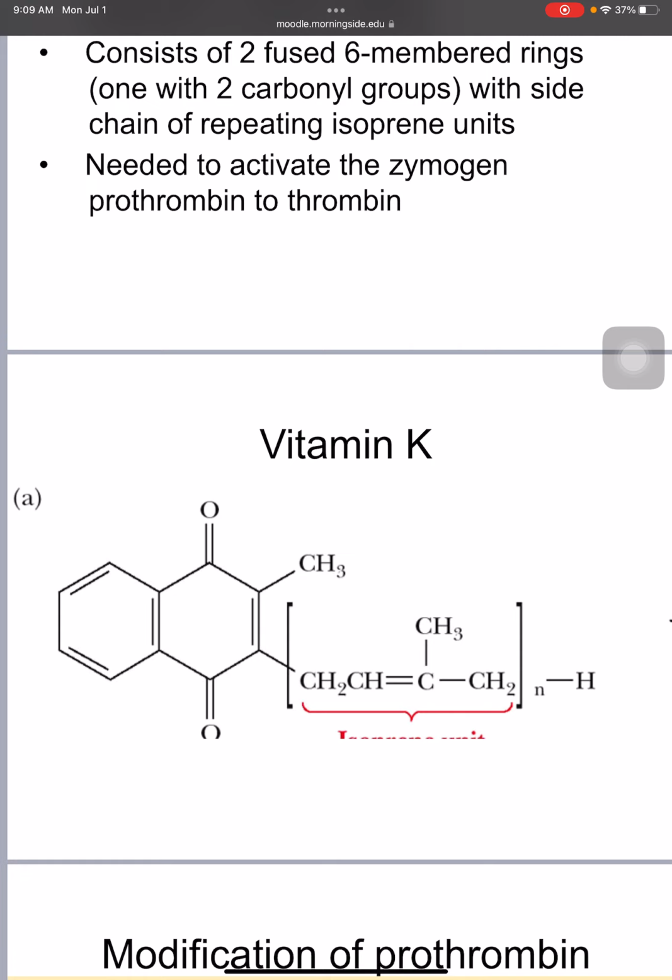Here's the structure of vitamin K. I'm not concerned about you knowing the structures, by the way, of these. I was just showing you to illustrate the fact that there are a number of conjugated parts of these molecules, and you can see how they would be lipid soluble and not very water soluble.